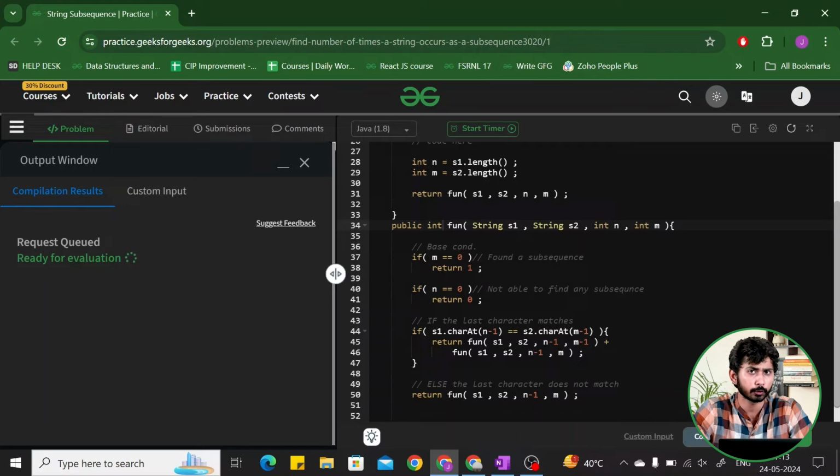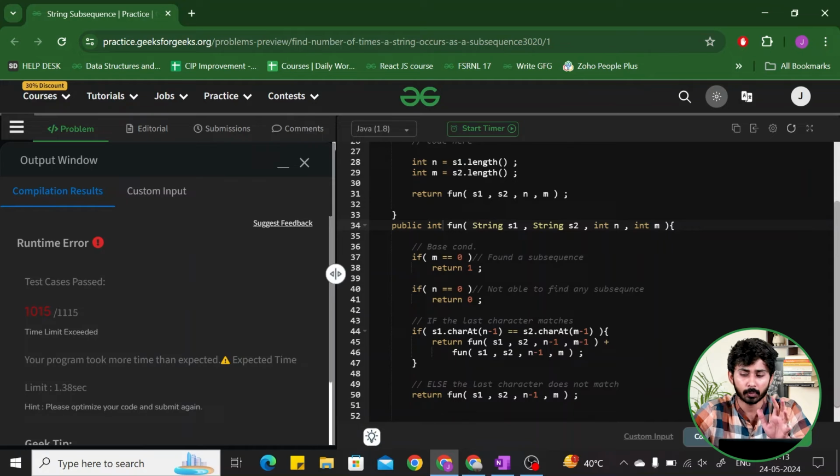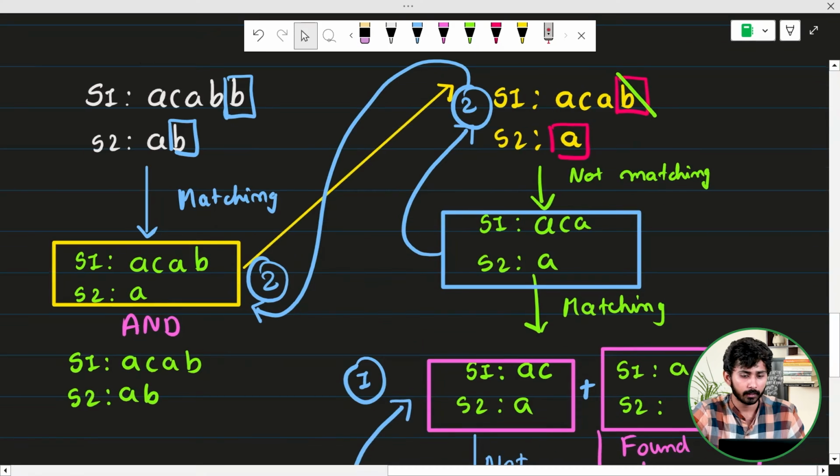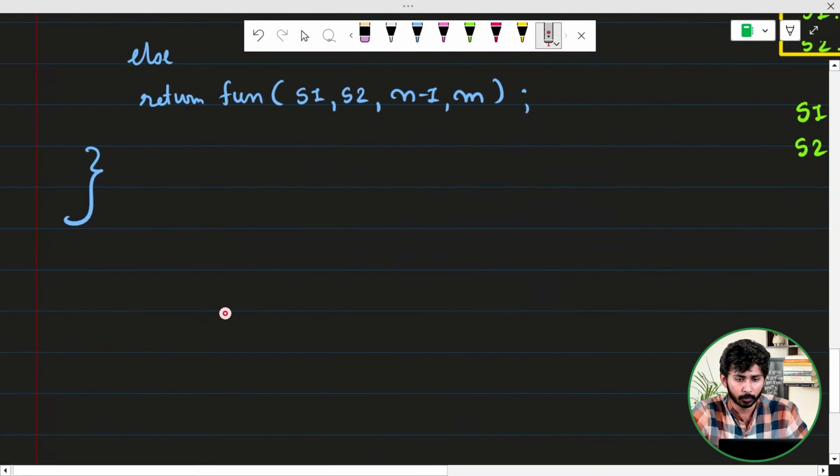But think about whether this will get submitted or not. Obviously, it is a brute force approach. You are trying to find out all the subsequences of S1, right? So think about the time complexity. What will be the time complexity if you are trying to find out all the subsequences of S1, and the size of S1 is n? You are either including a character or excluding a character, right? So for the ith character, you will be including or excluding it.